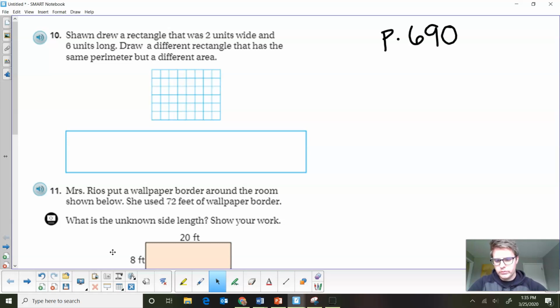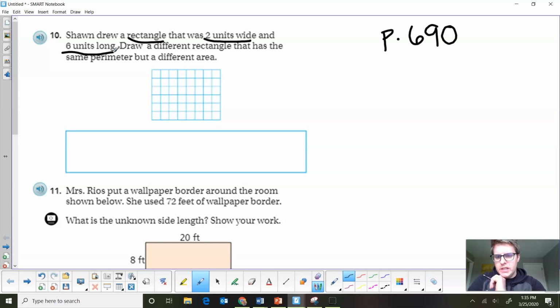Okay, so we are on page 690 at the top here with question number 10. Sean drew a rectangle that was 2 units wide, so the width is 2, and 6 units long. We need to draw a different rectangle, so different dimensions, that has the same perimeter but a different area. Same perimeter but a different area.